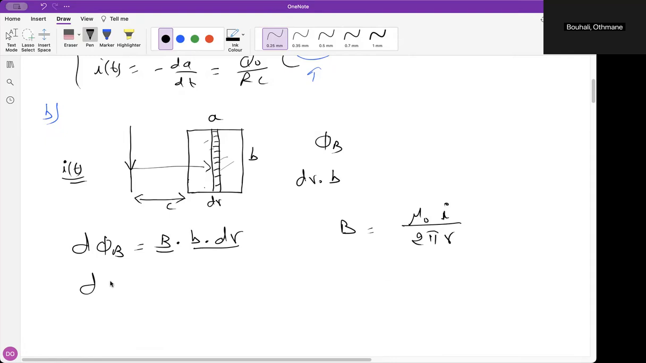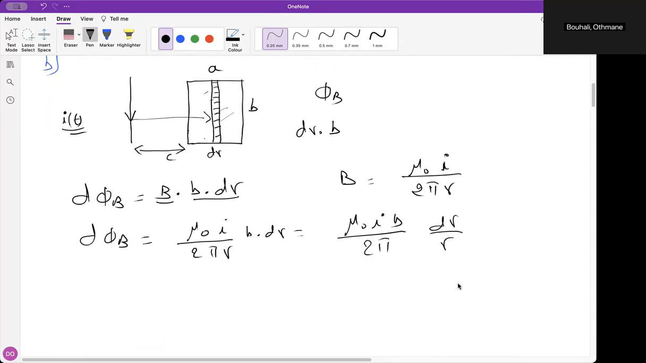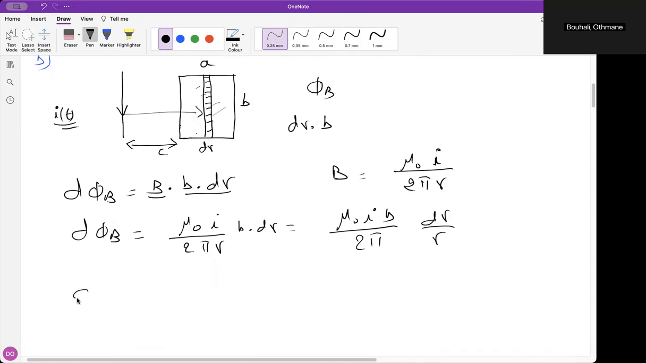So the magnetic flux in this small band is equal to mu 0 I over 2 pi r b dr, which I can arrange as mu 0 I b over 2 pi dr over r. Now, if I want to calculate the total magnetic flux, of course, I have to integrate over the full area.